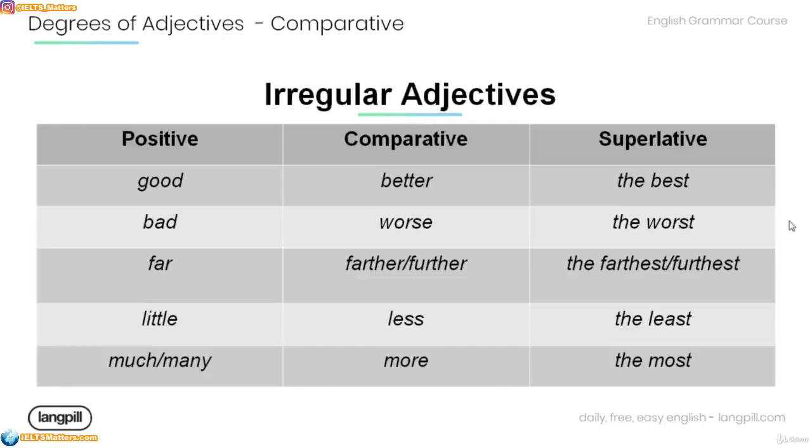Now let's have a look at the following table, where we can see how we can form the comparative and the superlative forms of irregular adjectives. Positive, good. The comparative form of good, better. Superlative, the best. Bad, comparative form, worse. Superlative, the worst. Far, comparative, farther, further. Superlative, the farthest, the furthest.